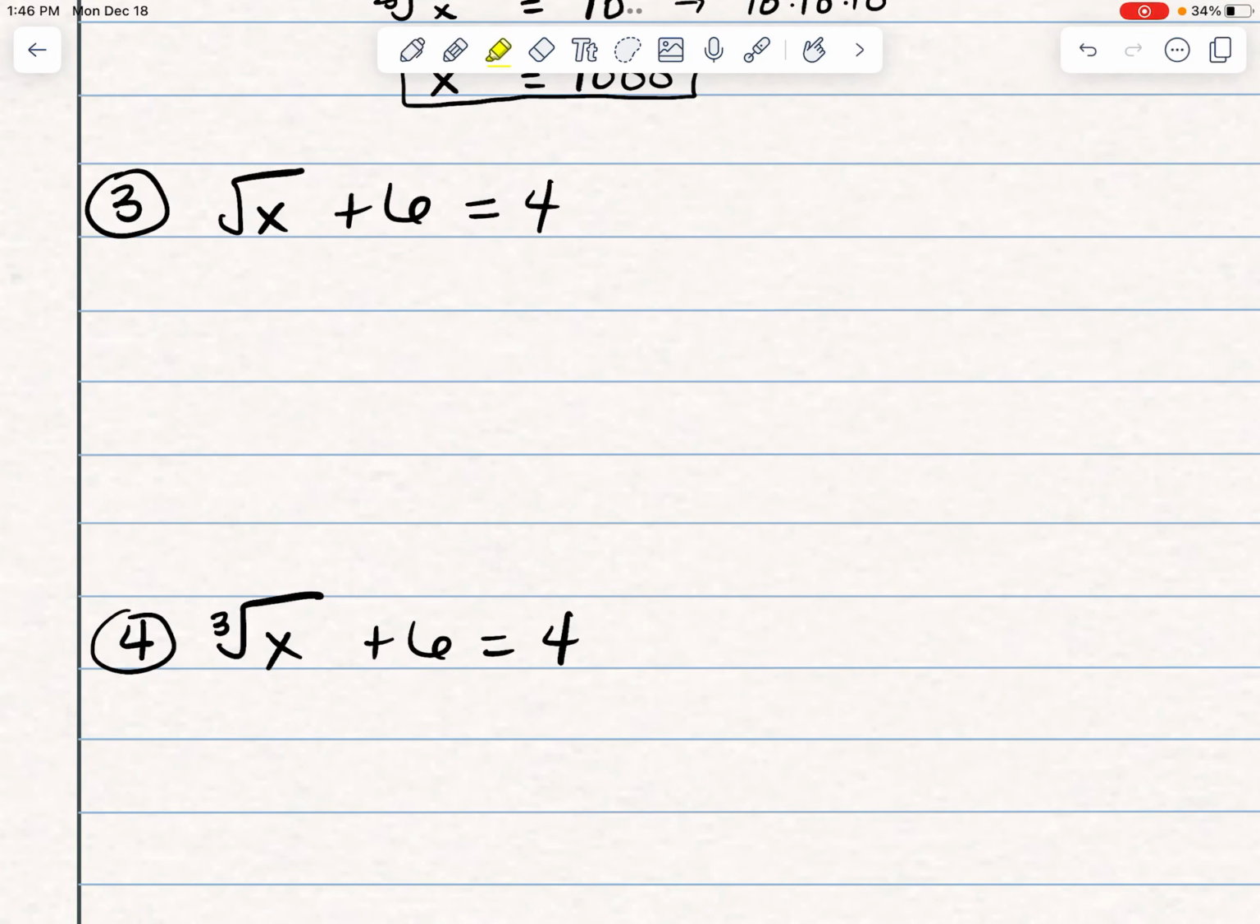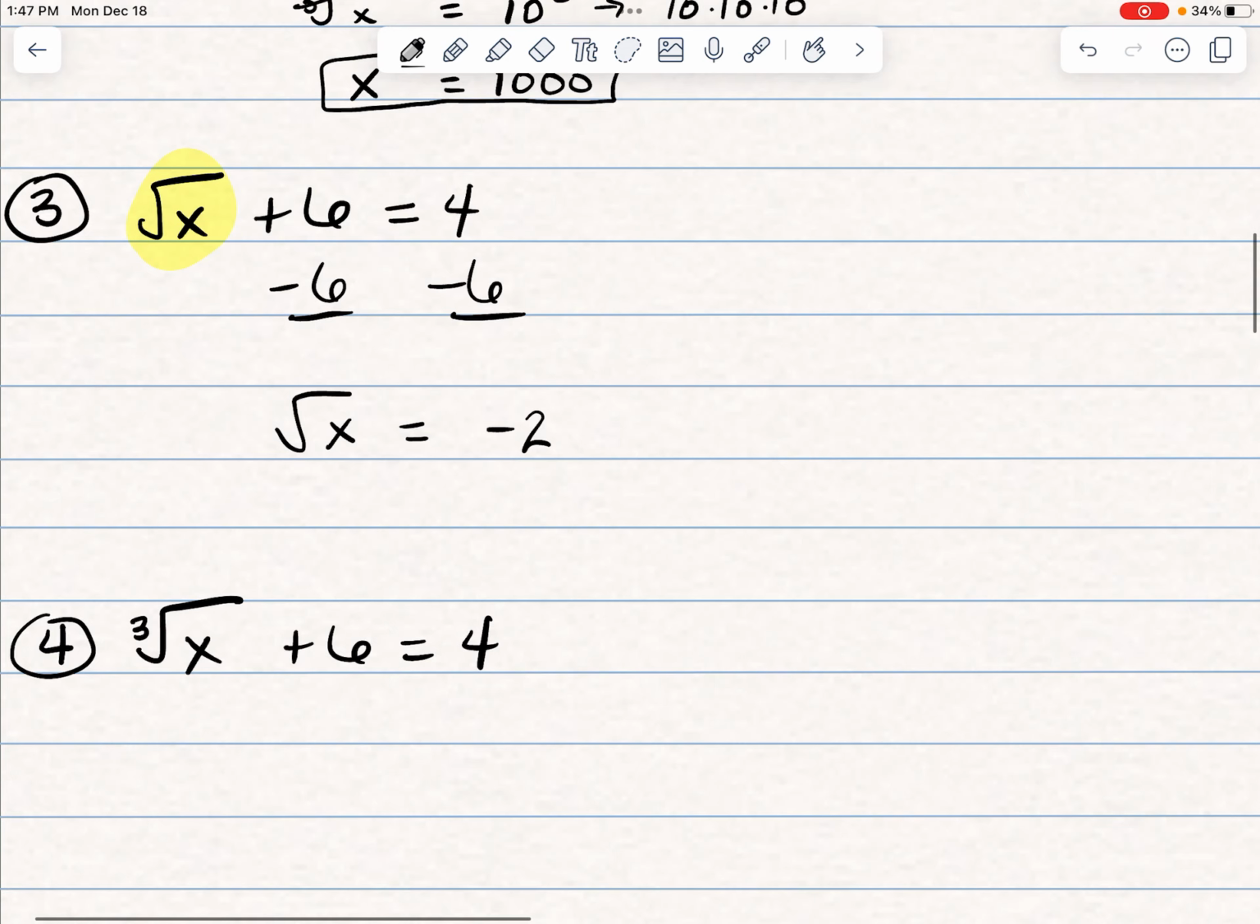All right, let's look at number 3. So again, we're trying to isolate this square root. We're going to do that by subtracting 6 from both sides. So we get the square root of x is equal to -2. And here we have a problem.